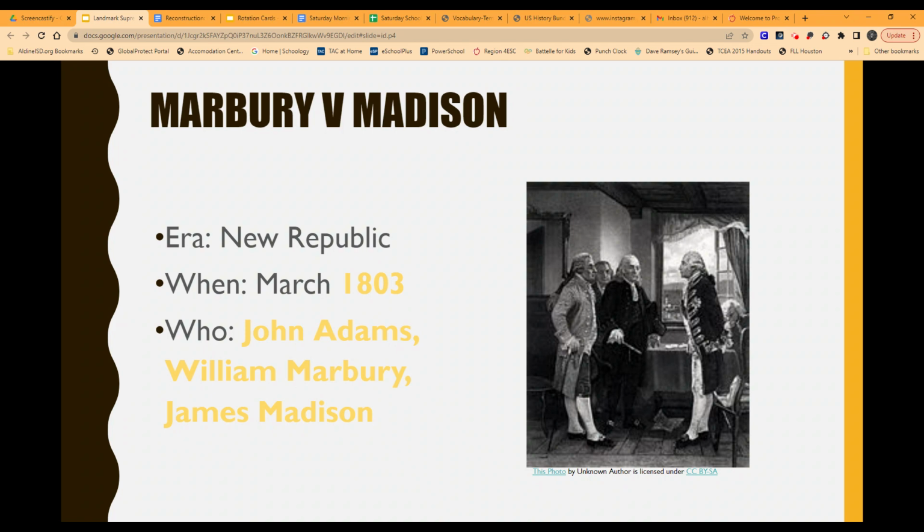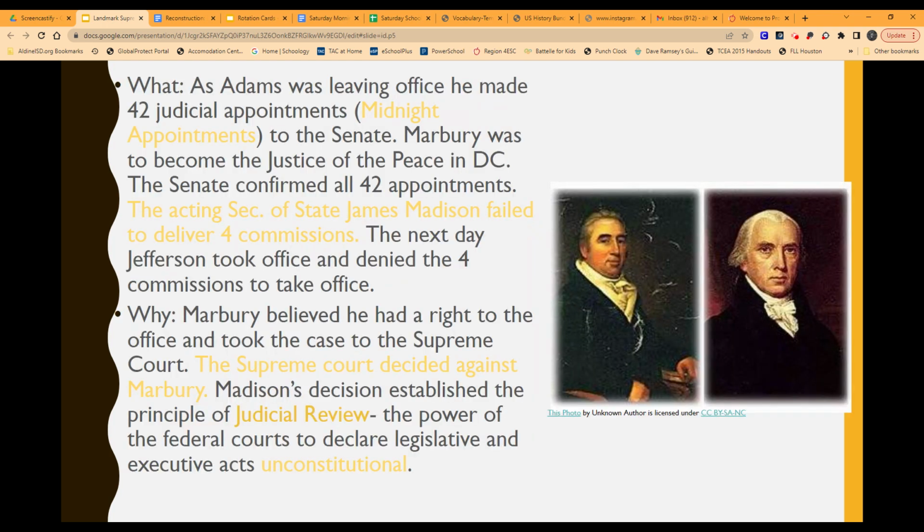So it happened during the New Republic era. When did it take place? March 1803. Hopefully, guys see that the key information is highlighted in gold. Who was involved? It was John Adams, William Marbury, and James Madison. So let's figure out what was taking place.